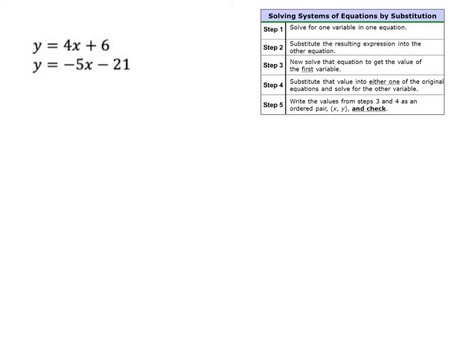If we look at this problem and follow our steps again, the first step is to solve for one variable in one equation. Right away, step 1 is already done because y is by itself. The remaining expression that we're supposed to substitute in step 2 is 4x plus 6. I'm supposed to substitute that into my other equation for whatever letter it's equal to. It's equal to y, so I substitute that in for y. Once I'm done with step 2, I have the equation 4x plus 6 equals negative 5x minus 21.